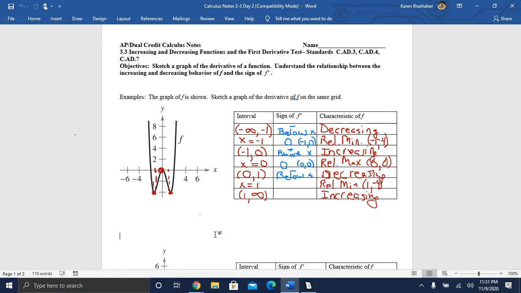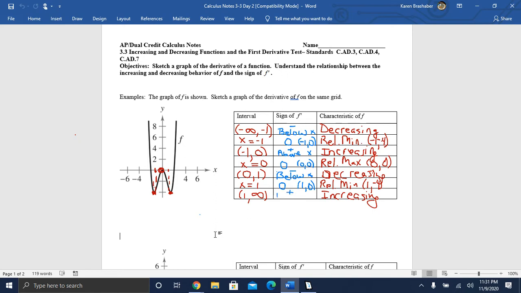x-axis. And then at x equals 1, there was a relative min. So that's a critical number. And so you have an x value of 1 and a y value of 0 for your derivative. And finally, on that last interval from 1 to infinity, the graph was increasing.